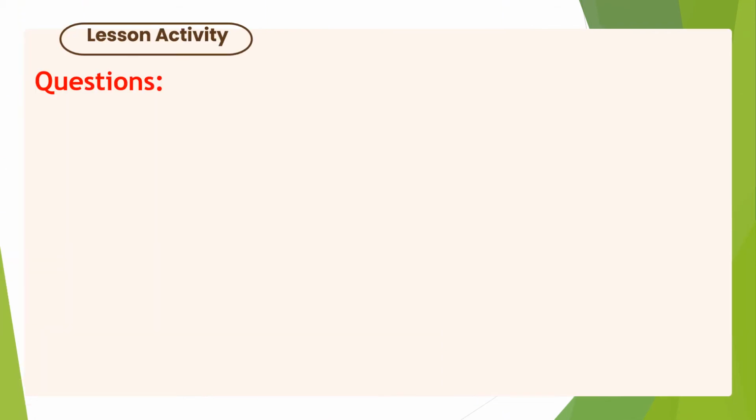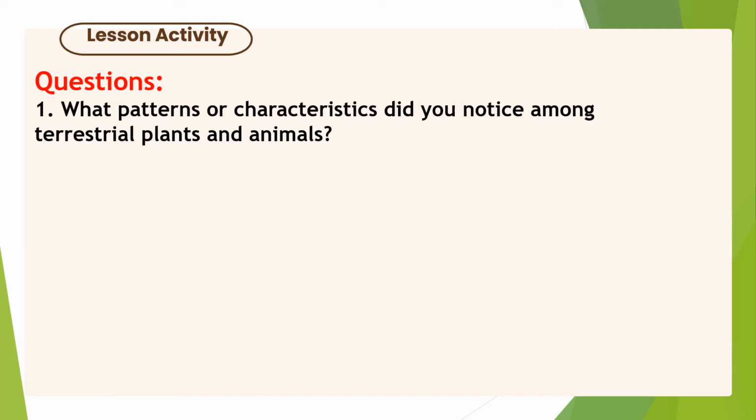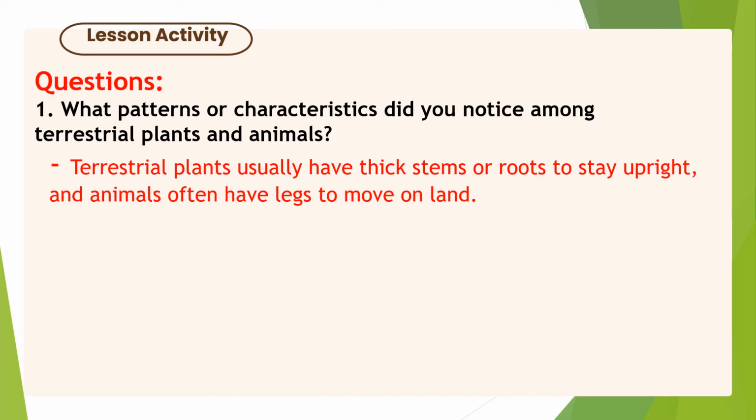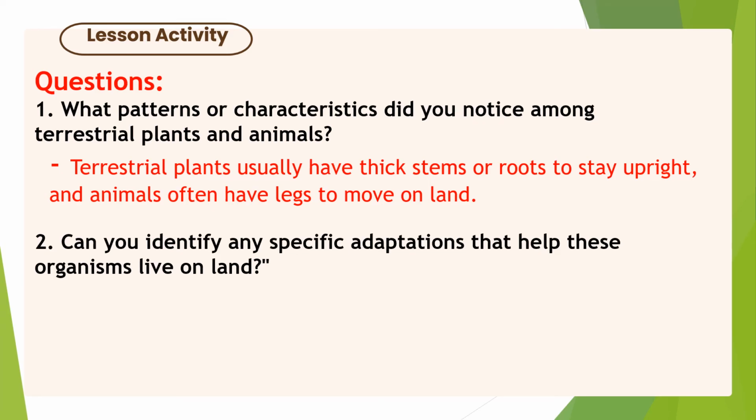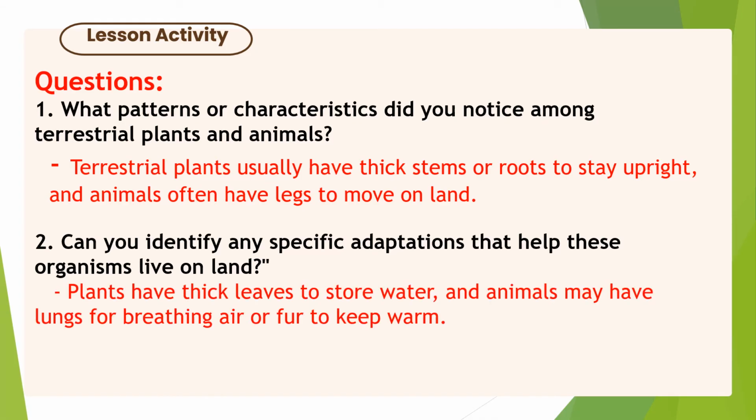After classifying the plants and animals based on their habitats, let us answer the following questions. What patterns or characteristics did you notice among terrestrial plants and animals? Okay, terrestrial plants usually have thick stems or roots to stay upright, and animals often have legs to move on land. Can you identify any specific adaptations that help these organisms live on land? Plants have thick leaves to store water, and animals may have lungs for breathing air or fur to keep warm.